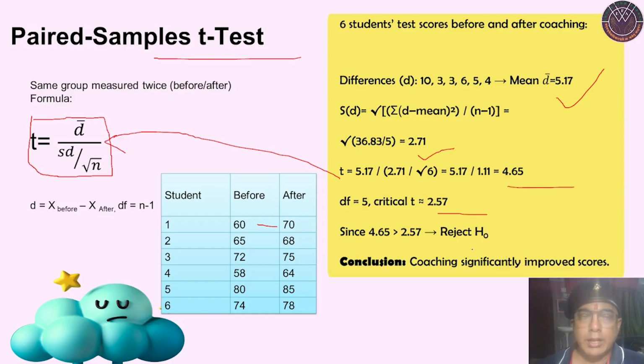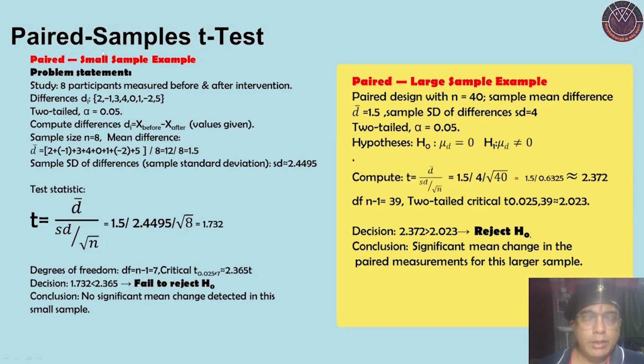So you can say that, suppose here the treatment you used was coaching, coaching has a significant effect on the students' achievement. Now you can take one more example. Suppose here it is also for a small sample, for a paired sample.